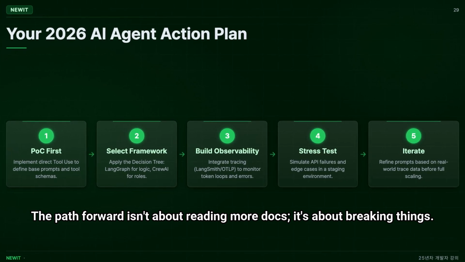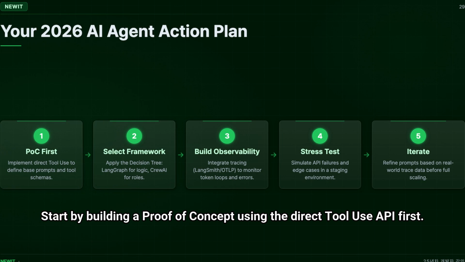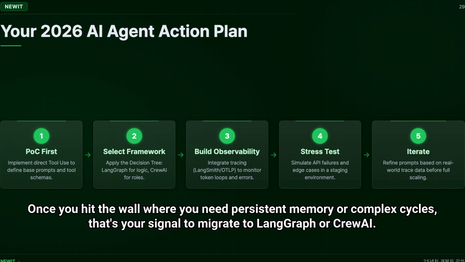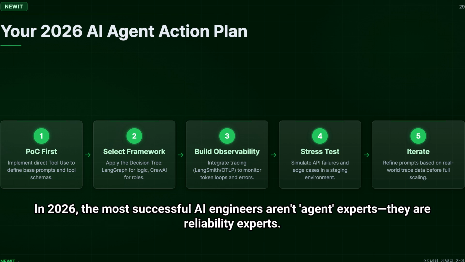It's about breaking things. Start by building a proof of concept using the direct tool use API first. It's the cleanest way to understand how your LLM interacts with external functions without the overhead of an agentic layer. Once you hit the wall where you need persistent memory or complex cycles, that's your signal to migrate to LangGraph or CrewAI. In 2026, the most successful AI engineers aren't agent experts, they are reliability experts.